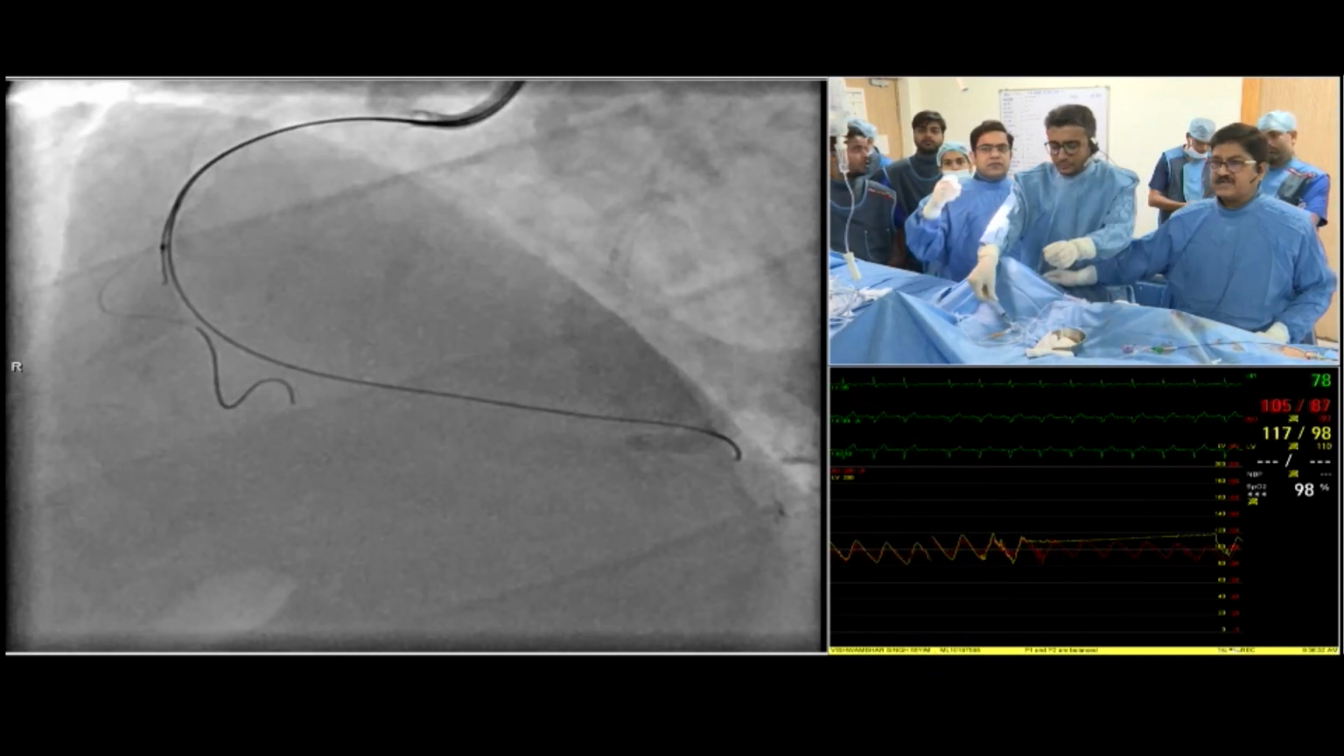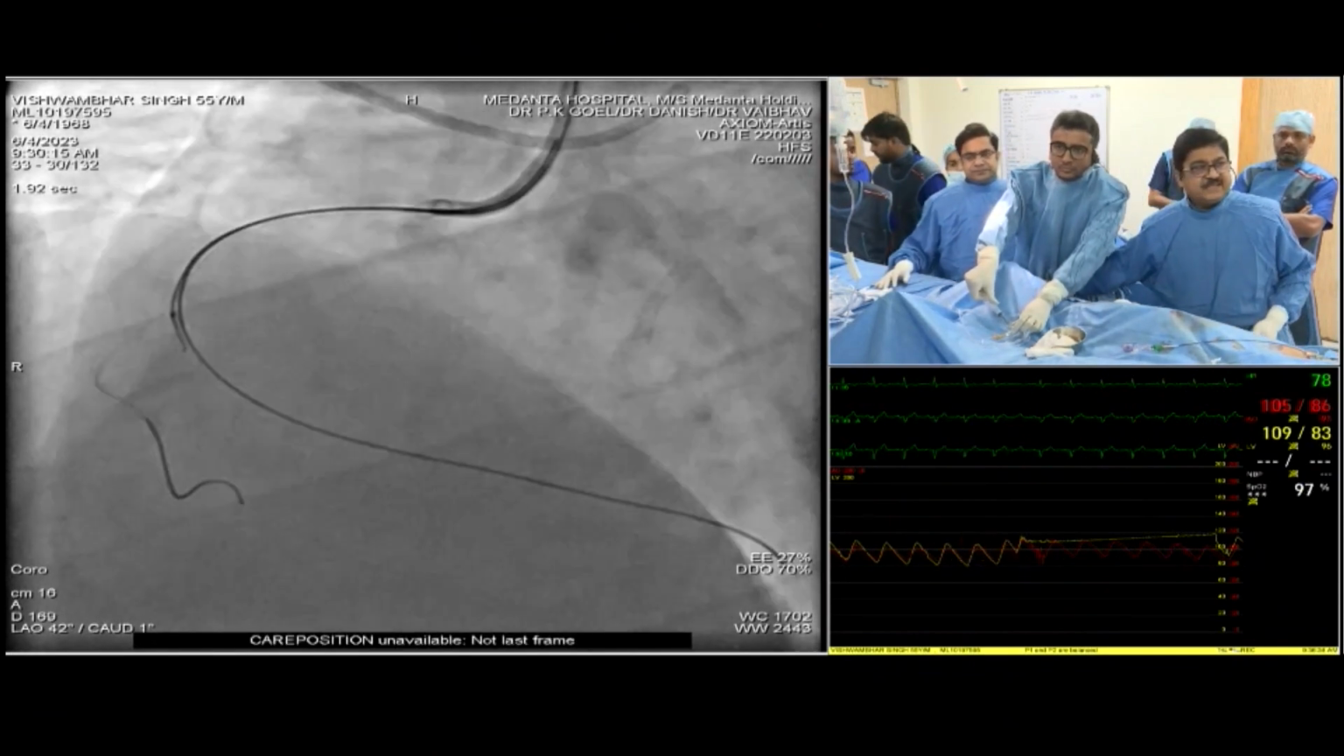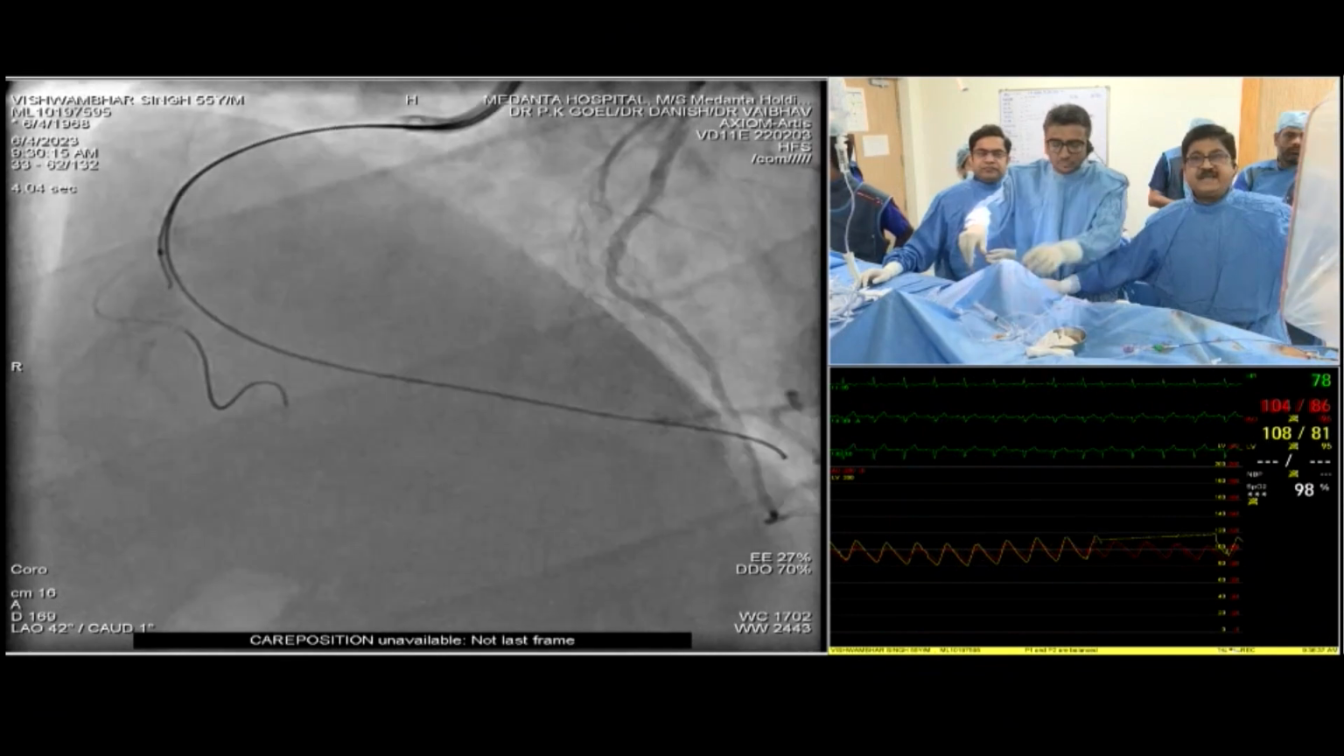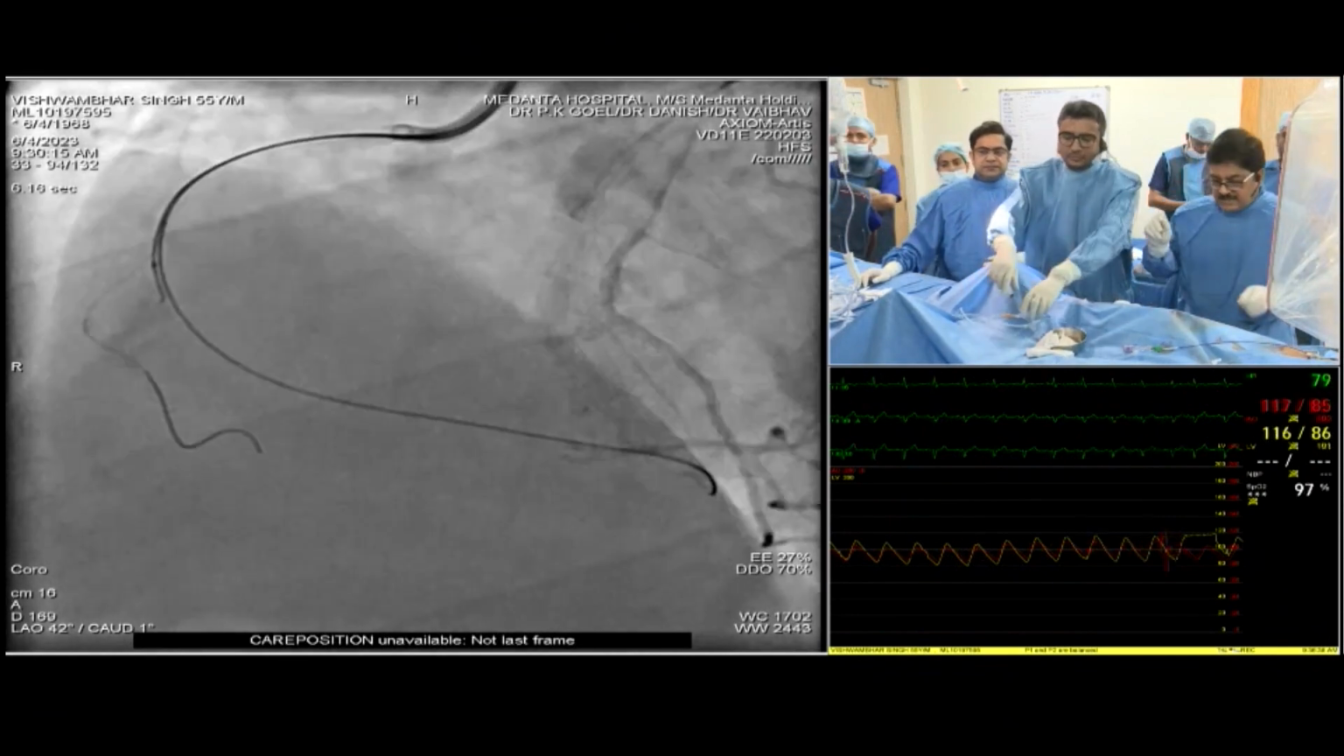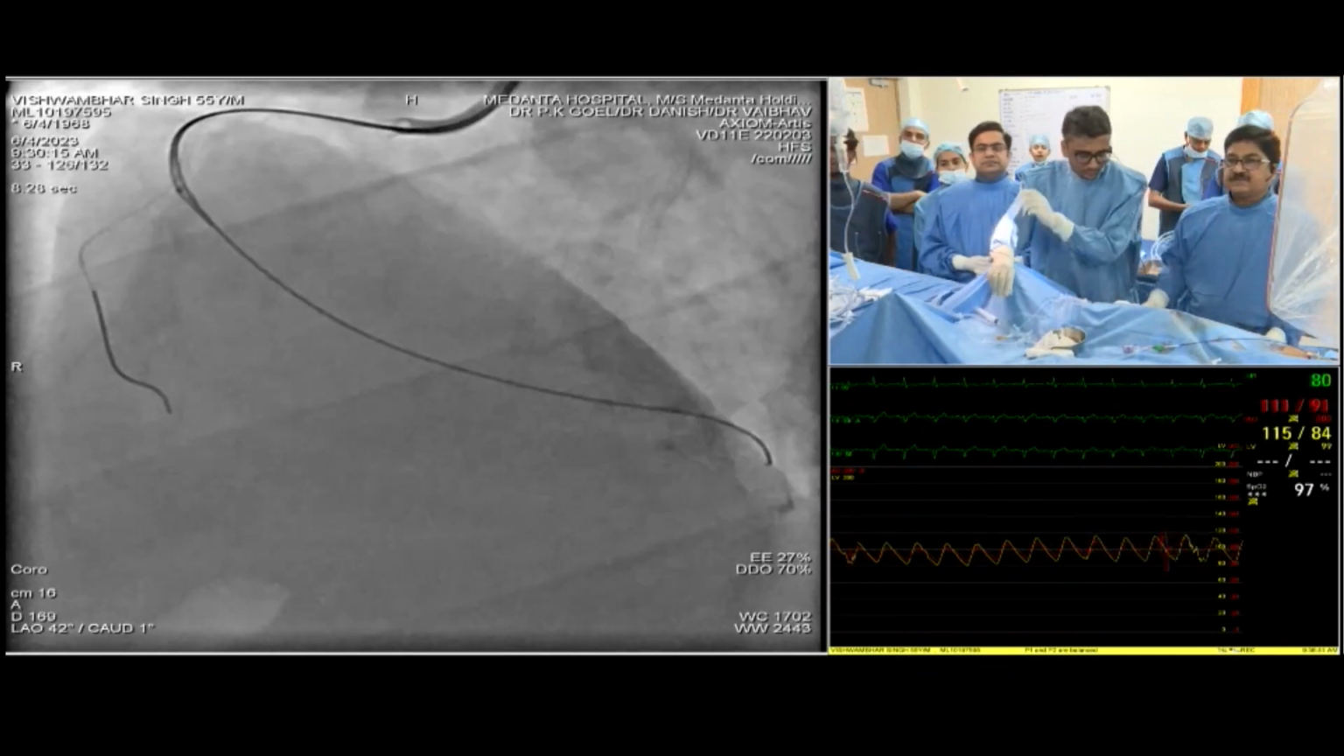Yeah, that's it. Because finally it is the feel and the direction. Actually, antegrade procedures need a lot of this feel and skills.